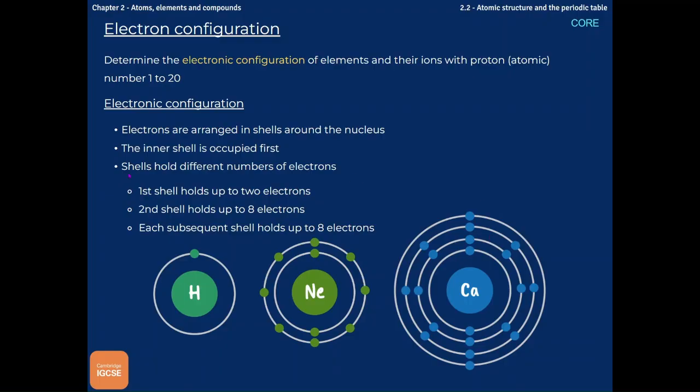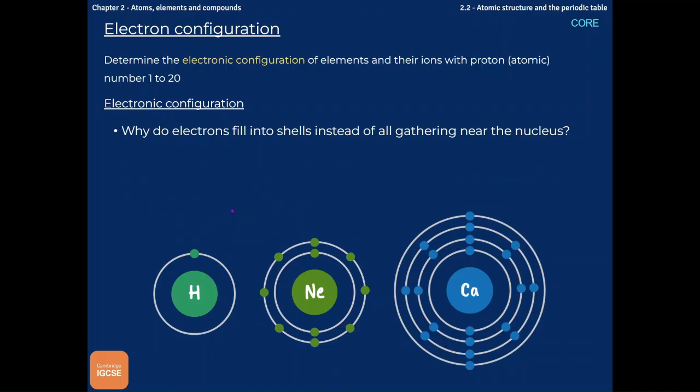This is true for the first 20 elements, and that's what we're going to focus on. After that, it gets a little bit more complicated, but we're just going to focus on the first 20 elements to really cement this idea. So, first shell holds 2, second holds 8, and each shell after that can hold up to 8. Right? So we have hydrogen with 1, neon with 10, calcium with 20.